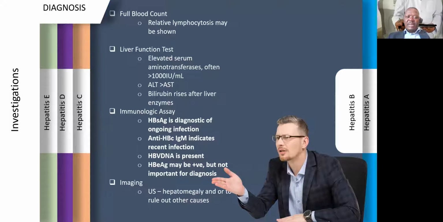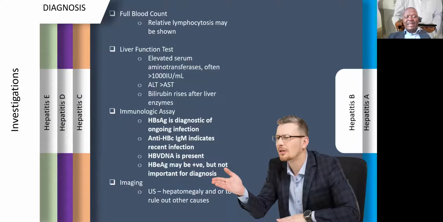Hepatitis B, same. Okay? But let's go to the immunologic aspect, which is this one. The surface antigen is diagnostic of ongoing infection. Anti-hepatitis B core antibody, okay, indicates recent infection. That is the IgM. Remember, M, recent infection, G, past infection. Okay. The HBV DNA is present. That is the evidence that there are active viral particles within the body. And it is present because it's an acute infection.